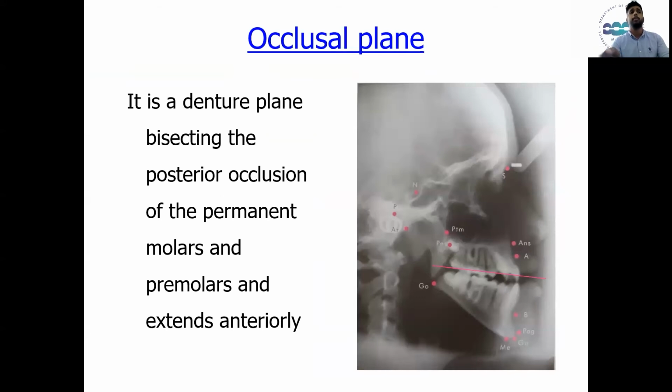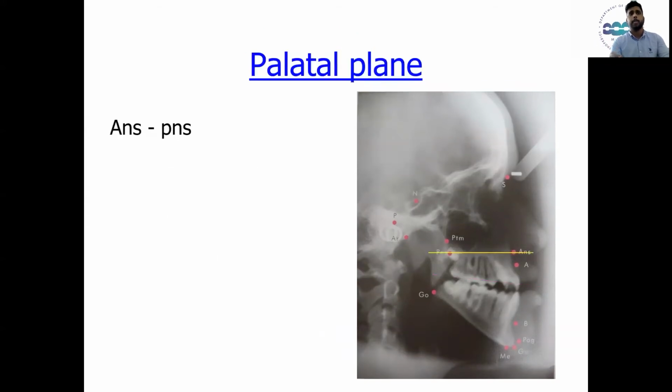Next is the occlusal plane. It's a plane bisecting the posterior occlusion of the permanent molars and premolars and extending to the anterior. Next plane is the palatal plane. It's a line connecting ANS to PNS, the anterior limit of the maxilla to the posterior limit of the maxilla.